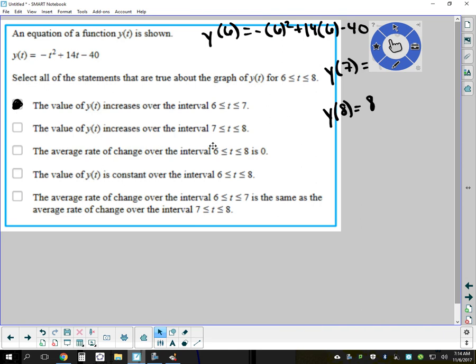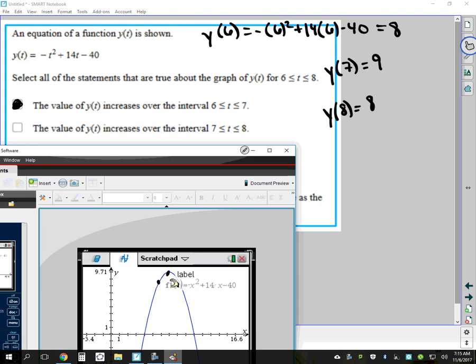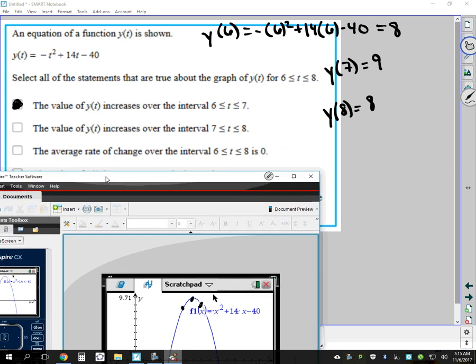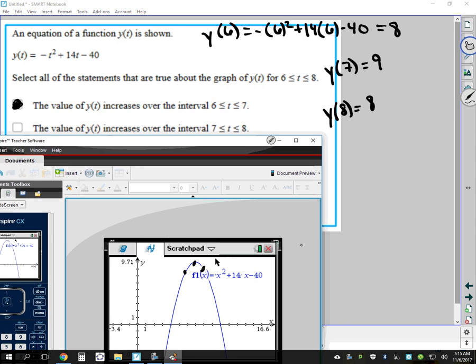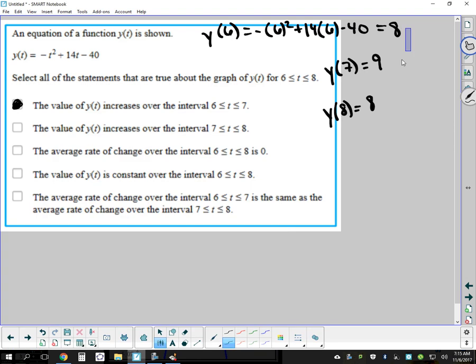Does the y value increase from 7 to 8? Well, obviously not. Whether you're looking at your graph or your y values, we went from 9 to 8, and we could see that on our graph. We're decreasing, so definitely not that one. The average rate of change over the interval from 6 to 8 is 0. Well, if we could draw a straight line between those 2 points, it would be 0. Also notice that the y values were the same from 6 to 8. They were both 8s. So that means it would be a horizontal line, no slope to it, no increasing or decreasing. So that one is correct.